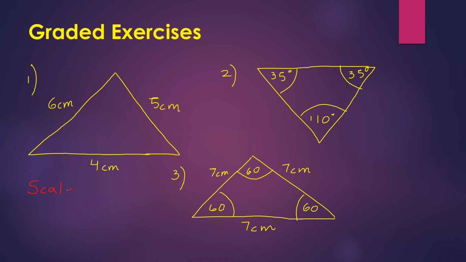Arnick, where's Arnick? Yes, sir. Good. Number 2. What type of triangle is number 2? Isosceles. Say it again. Isosceles. Very good. Isosceles triangle.